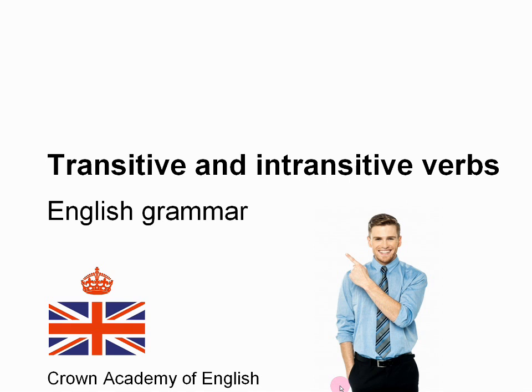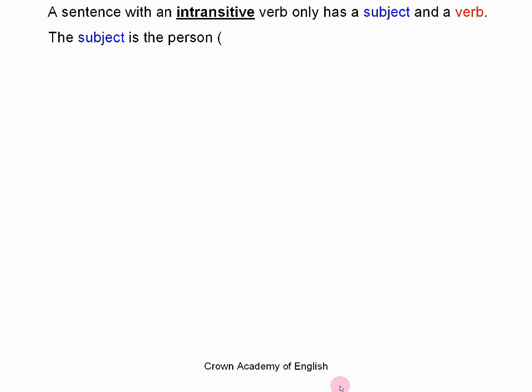This is an English grammar lesson about transitive and intransitive verbs. A sentence with an intransitive verb only has a subject and a verb, so there is no object. The subject is the person or thing that is doing the action. Okay, so the subject is a noun and it is the person or thing doing the action.